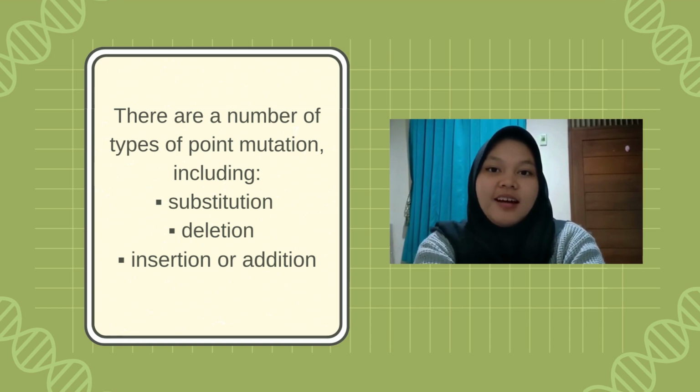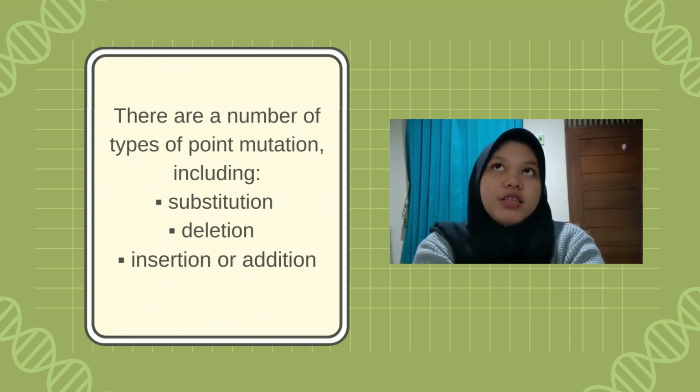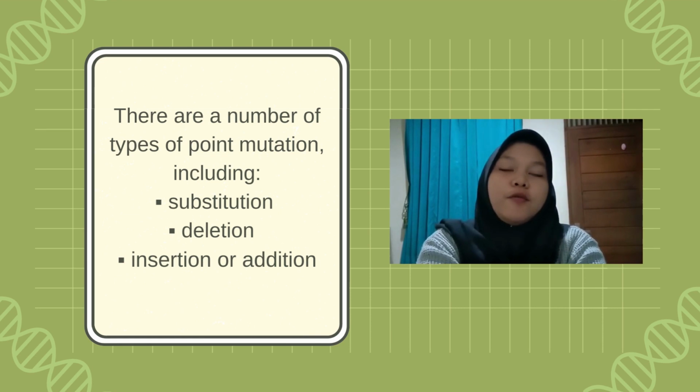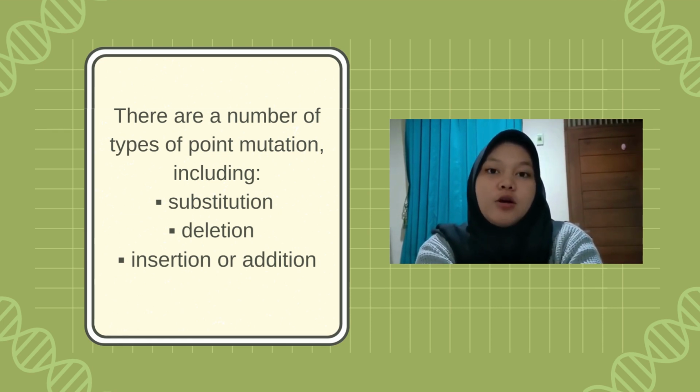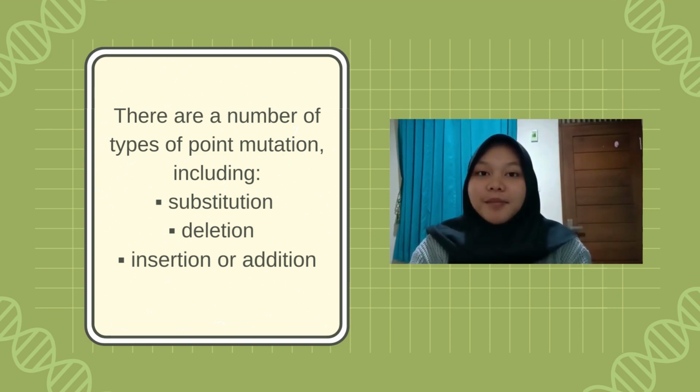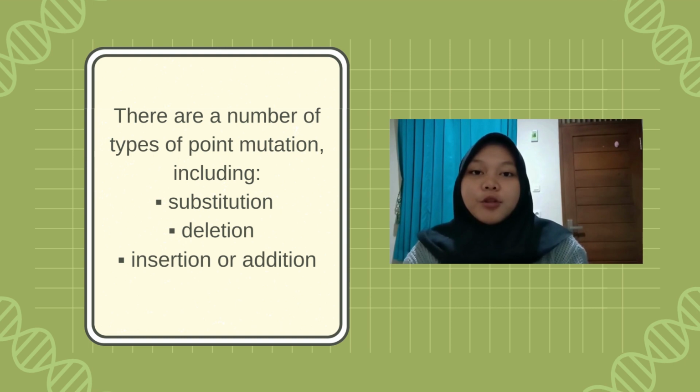Gene mutations are changes in the nucleotide base. A change of a single nucleotide base pair is called a point mutation. There are a number of types of point mutations, including substitution, deletion, and addition. Sickle cell anemia is an example of an inherited condition that results from substitution. Gene mutation may also result from duplication and inversion.